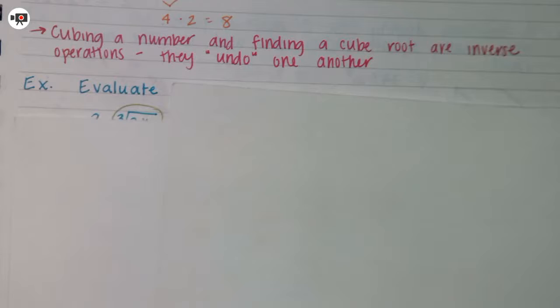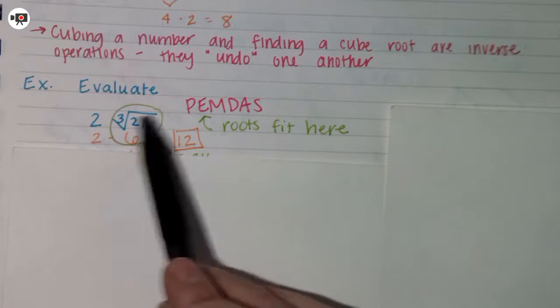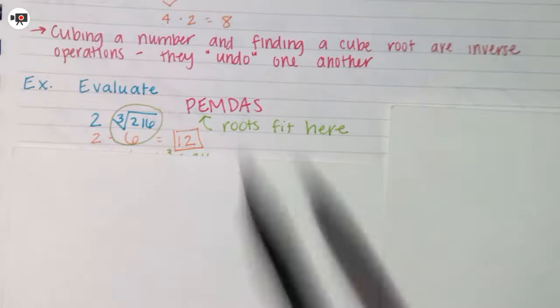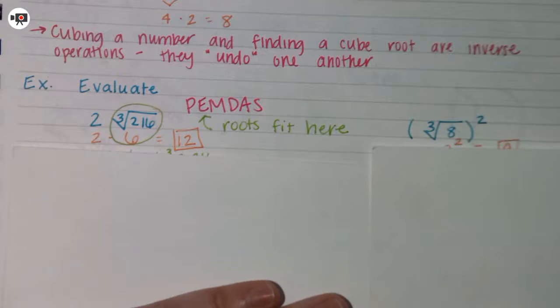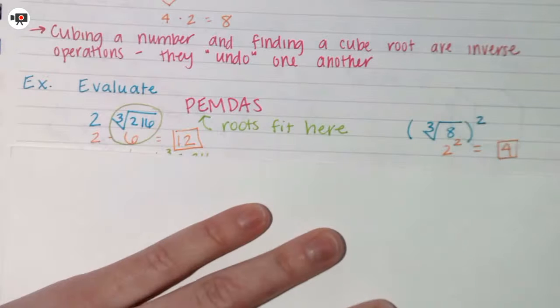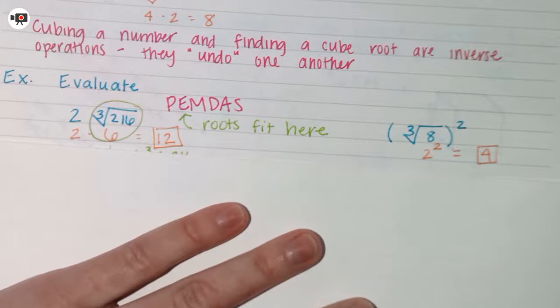So let's evaluate. If I have 2 times the cube root of 216, the cube root of 216 is 6, so I have 2 times 6, which is 12. The roots are going to fit into the exponent position in PEMDAS. So if I do the cube root of 8 squared, I know the cube root of 8 is 2, so then 2 squared is 4.